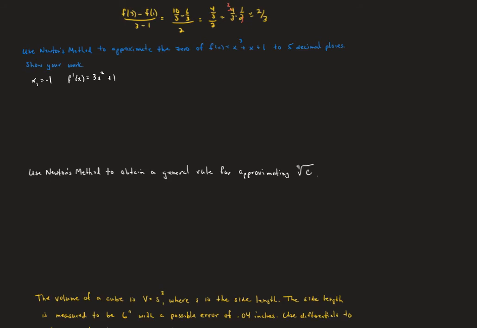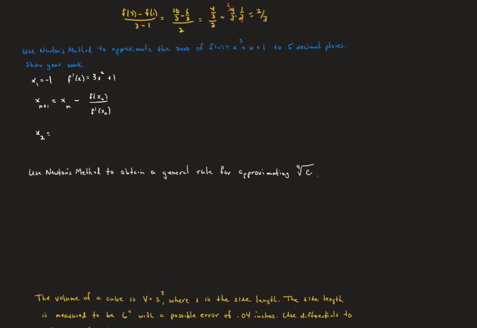Now, you need to make sure that you communicate to me that you know what the form is for Newton's method. And that's going to be x_(n+1) is x_n minus f(x_n) over f'(x_n). So then we're going to do this on our calculator, but we're going to have to show what we get as we move along here.